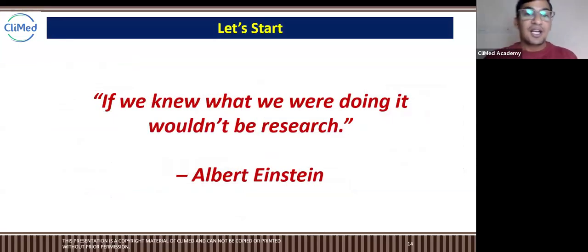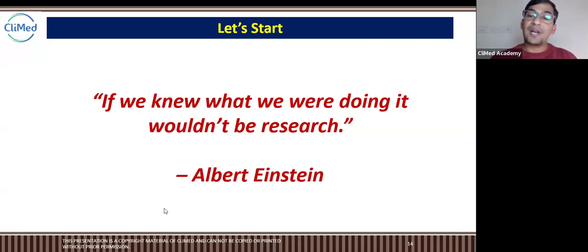Before that, let's start. If we knew what we were doing, it wouldn't be research. That's Albert Einstein's great quote. It doesn't mean that research is something you have no idea about. It means you are going to come up with something new based on logic, the work done, the literature, the gap, and your curiosity.